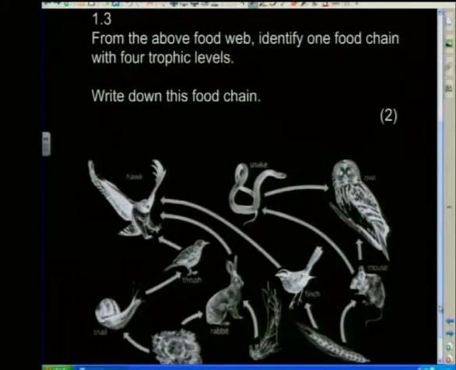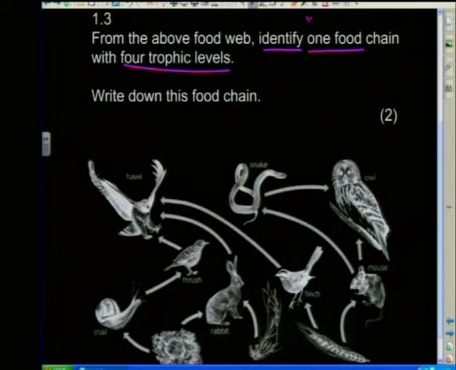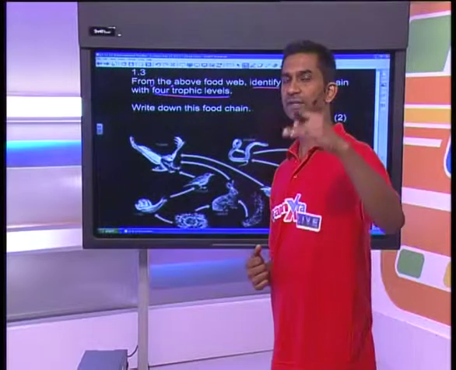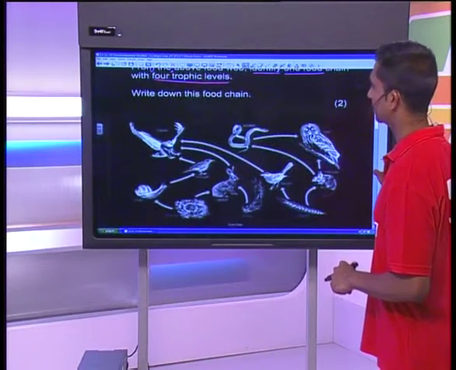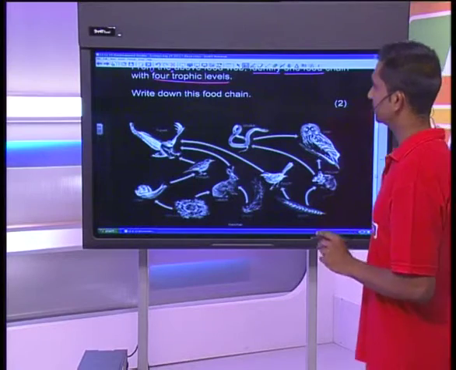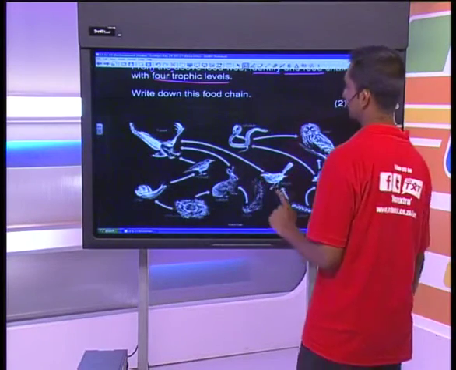The next question. From the above food web, identify one food chain with 4 trophic levels. Let's look at that question again. Some keywords. We need to identify one food chain with 4 trophic levels. Now, if we can recall what trophic levels mean, trophic levels refer to the feeding levels or the organisms occupying the different levels in a food chain. So if we look at this food web, there's several that we could identify. So we've got to identify a food chain with 4 trophic levels.